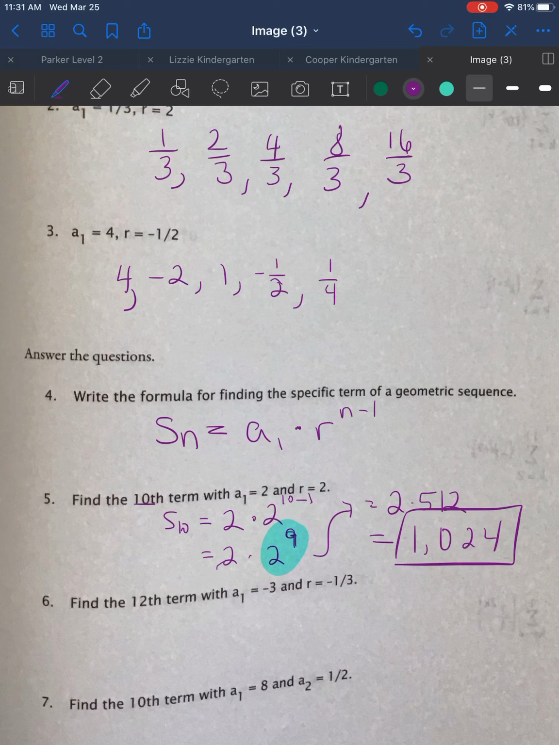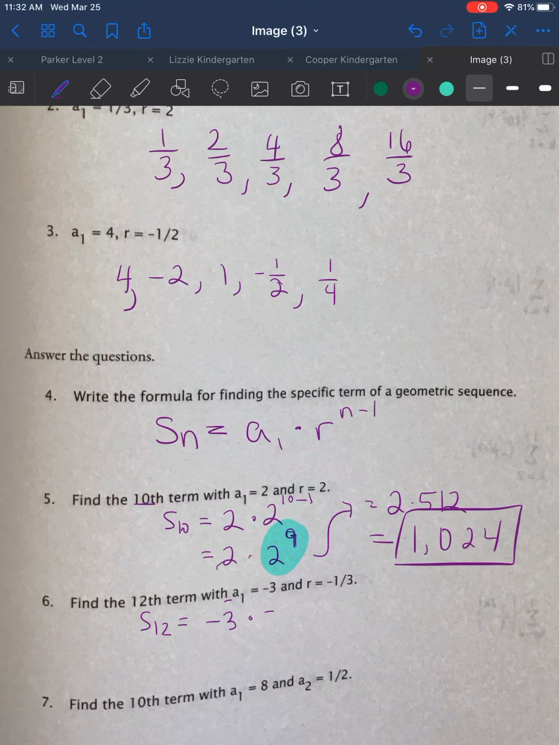You can see since we're multiplying, our numbers are going to escalate and get very, very large or very, very small very, very quickly. 12th term, so here it gives us our first term and our r again. So S of 12 is equal to a sub 1, which is negative 3, times, oh my goodness, r. Oh, why do I keep doing that, you guys?